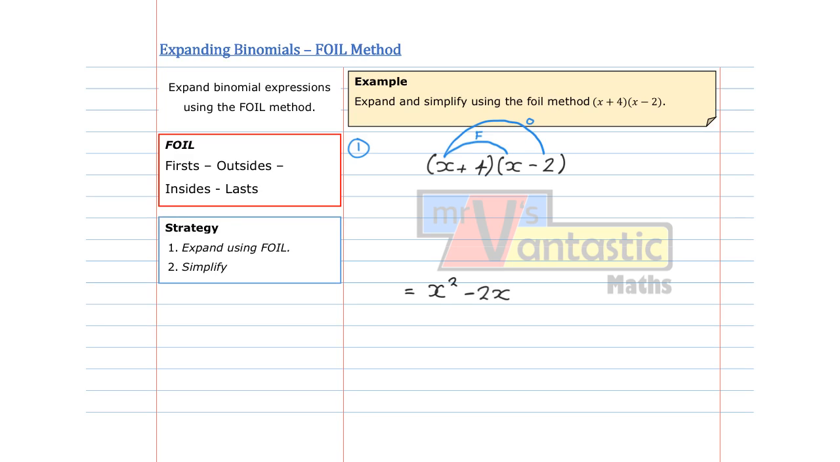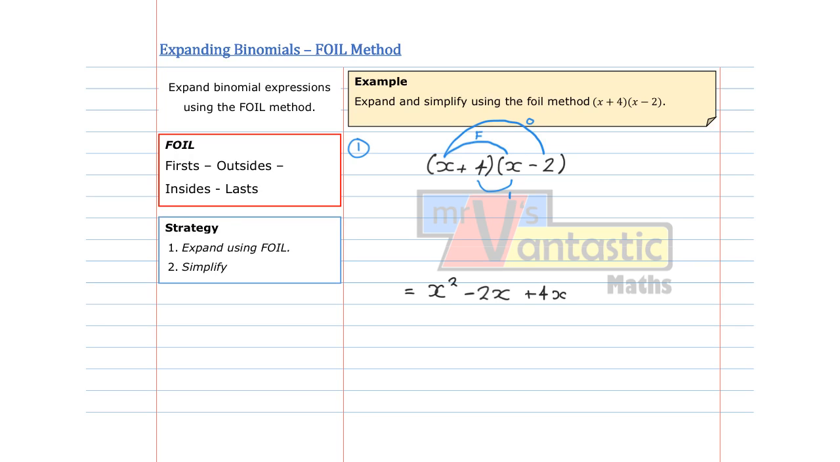We're then going to multiply the insides. So we're looking at this expression, the insides are the two terms on the inside, which is 4 and x. So I'm going to multiply 4 and x to give us the insides, which is plus 4x.